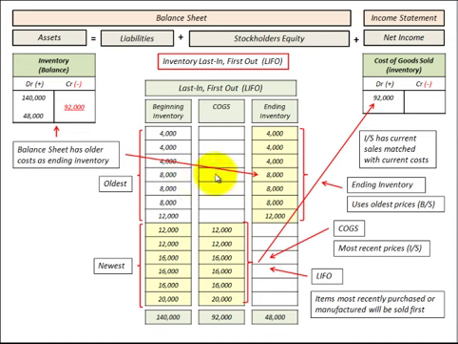And what remains in our ending inventory would be our oldest inventory, and those would be our oldest prices for our inventory. And that's what would be included in our inventory account on our balance sheet. Now, that balance sheet would have these older costs for our ending inventory, whereas our income statement used our most recent costs or our current costs for our inventory.